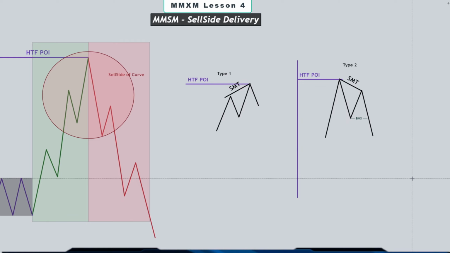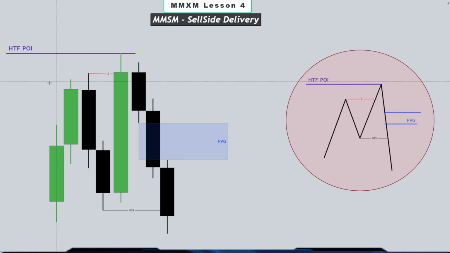In this part of the video, we are going to focus on the type 1. It is the same for the type 2 as well, just you are looking for that SMT on the correlated asset, or for an inversely correlated asset you are looking the opposite way, as I explained earlier. So let's go inside and talk deeply about the type 1 reversal. So in the candle form, it will look something like this.